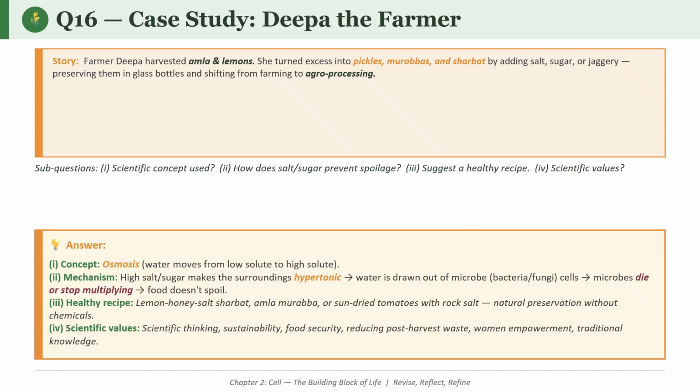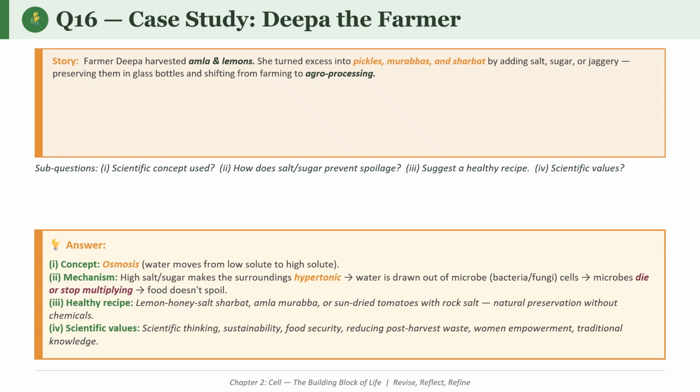Let's see the answer. The concept is osmosis. Water moves from a low solute concentration to a high solute concentration. As for the mechanism, high salt or sugar makes the surrounding hypertonic. Because of this, water is drawn out of the microbes. It can be a bacterial cell or a fungal cell. So the microbes die or stop multiplying, and it preserves the food. So food doesn't spoil, right?